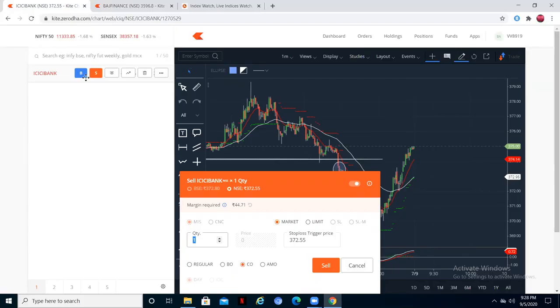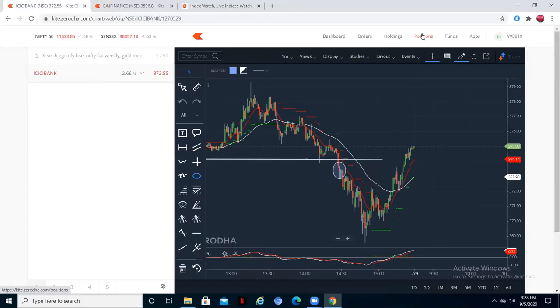If I'm buying the stock, exiting means exiting from the buying trade, and profit or loss will be booked. There is another option in your positions. If you go to positions, it will show you the current position of your trade. Current position means, suppose I have bought a stock at rupees 100, and right now the stock price is 105. It will show me the position as plus 5 rupees for a single stock.